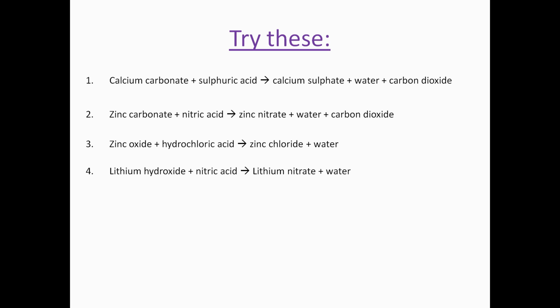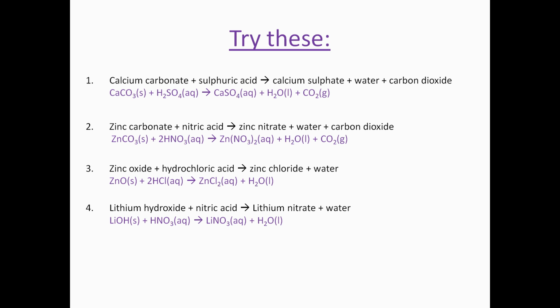So here are the answers for the word equations. We've got calcium carbonate plus sulfuric acid makes calcium sulfate plus water plus carbon dioxide. Number 2 makes zinc nitrate, water and carbon dioxide. Number 3, zinc chloride and water. And number 4, lithium nitrate and water. And now we'll have a look at the symbol equations.